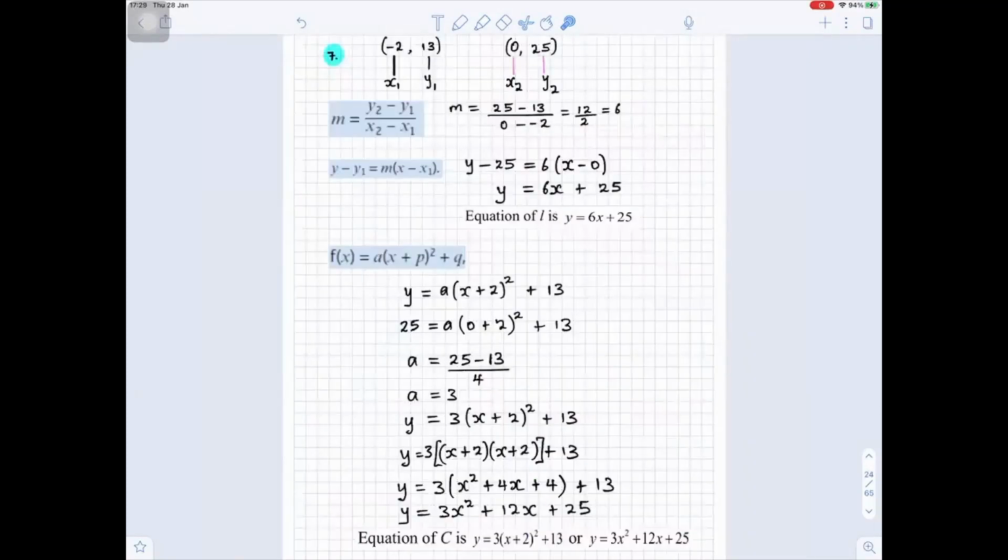So what we want to do first is to establish x1, y1, x2, y2. Now using that formula, the gradient m is 25 minus 13 divided by 0 minus minus 2. That will give us 6 for the gradient. Now we want to write the equation of the line using y minus y1 equals m bracket x minus x1. So it becomes y minus 25 equals 6 bracket x minus 0. You remove the bracket, 25 goes to the right hand side, it becomes plus 25. So the equation of the line is y equals 6x plus 25.